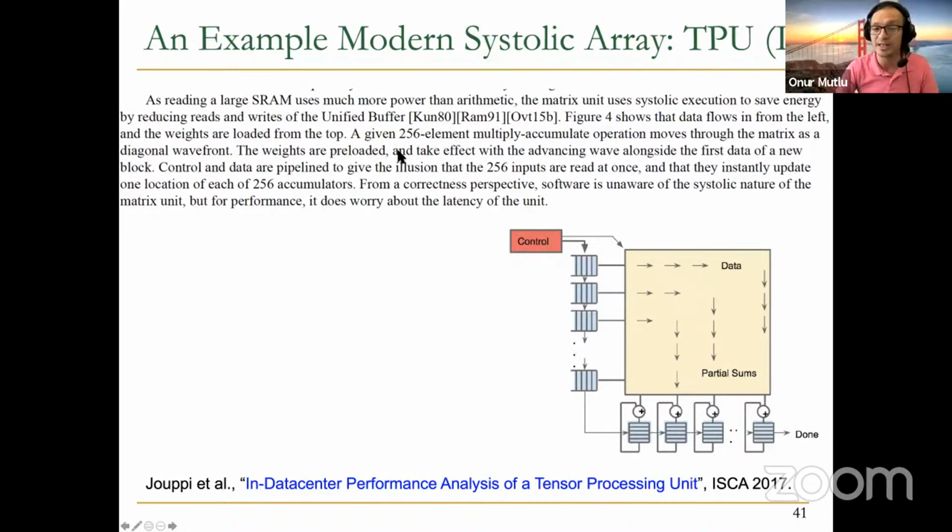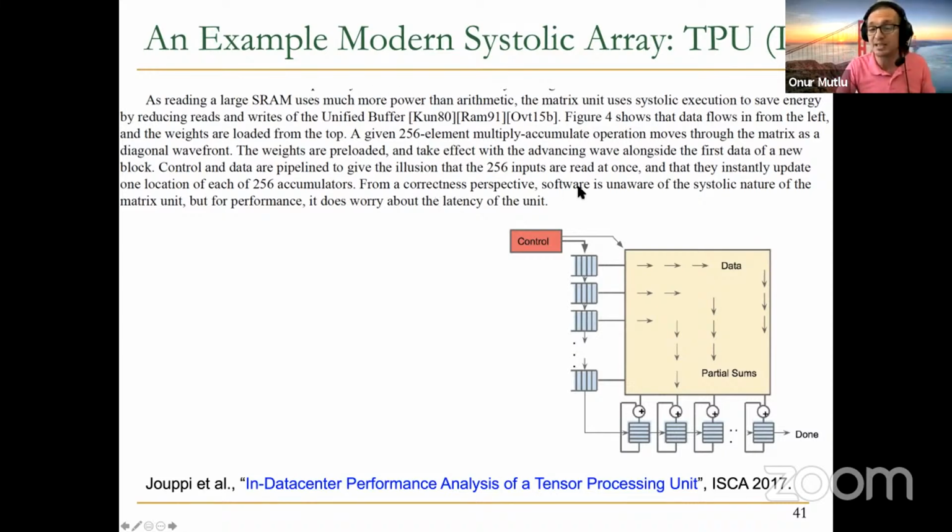The weights are preloaded, as we have seen earlier, and take effect with the advancing wave alongside the first data of a new block. Control and data are pipelined to give the illusion that the 256 inputs are read at once, and that they instantly update one location of each of 256 accumulators. So they try to hide the complexity from the program as much as possible.